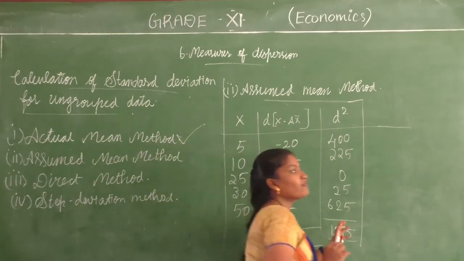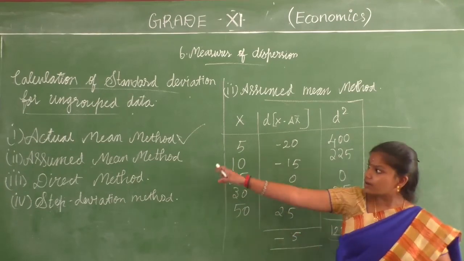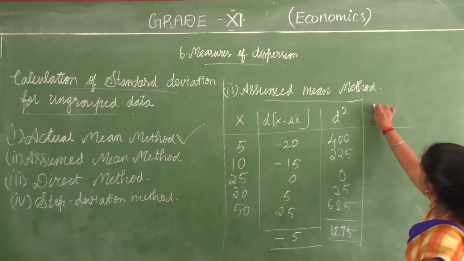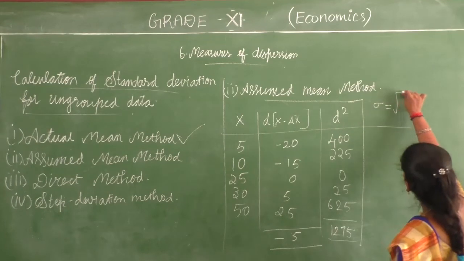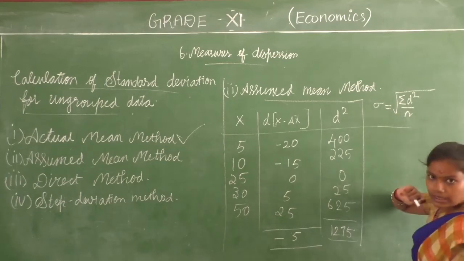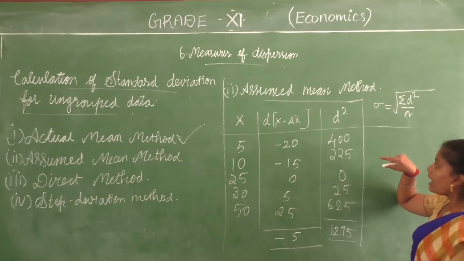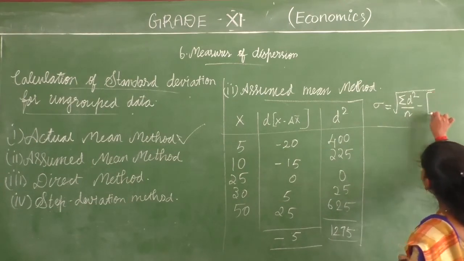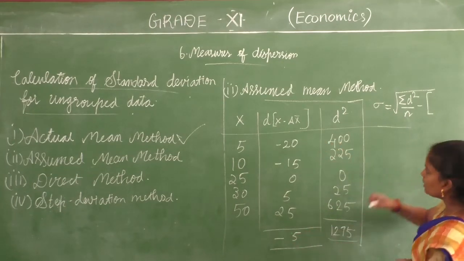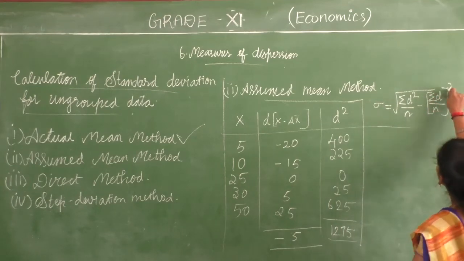Here, we have a difference. What was the formula in the actual mean method? We had sigma is equal to root of summation d squared by n. What are we going to add here? An extra column, which is going to be summation of d. So we are going to have summation of d by n whole squared.